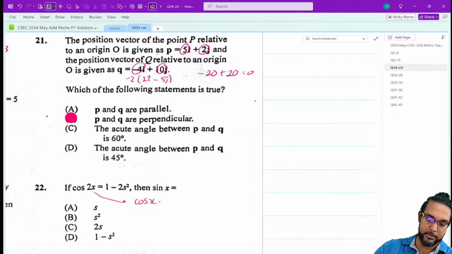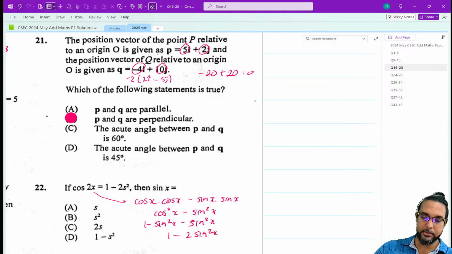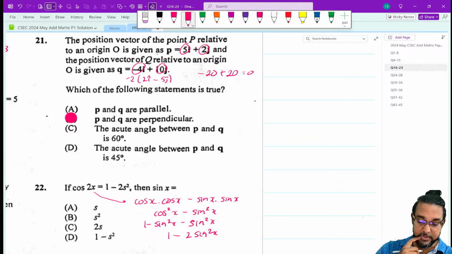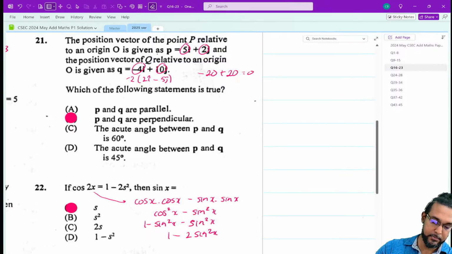you get cos x by cos x minus sin x by sin x. Now, of course, cos by cos is cos squared, sin by sin is sin squared, and as we know, cos squared is 1 minus sin squared. So we have 1 minus sin squared x, then minus sin squared x, which gives us 1 minus 2 sin squared x. So sin x is just s. Cool.